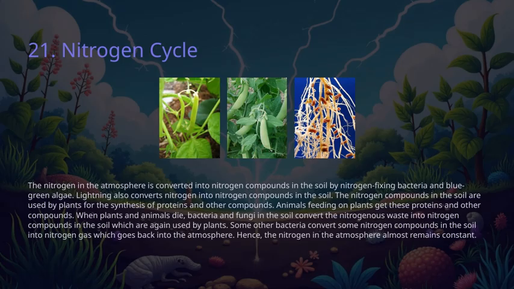Overall, the nitrogen cycle is a perfect example of nature's balance, constantly recycling nitrogen to sustain life on Earth, which ties into our broader understanding of ecological cycles and how interconnected everything is.